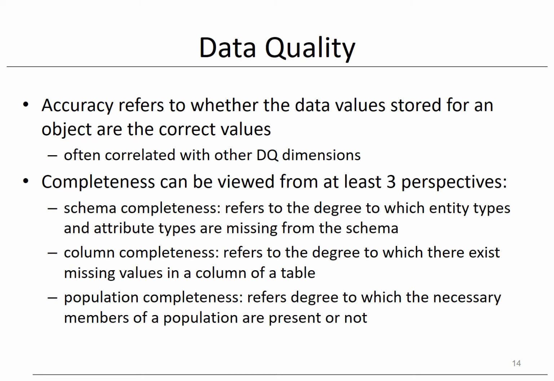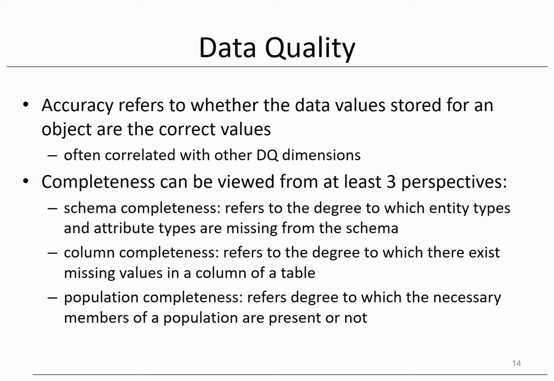The completeness dimension can be viewed from at least three perspectives: scheme completeness, column completeness, and population completeness. By scheme completeness, we refer to the degree to which entity types and attribute types are missing from the scheme. An example of a scheme completeness problem could be a missing order entity type or a missing email address attribute type.